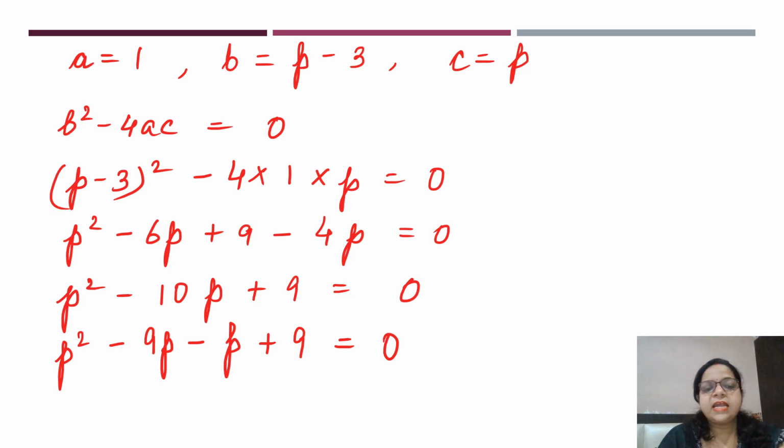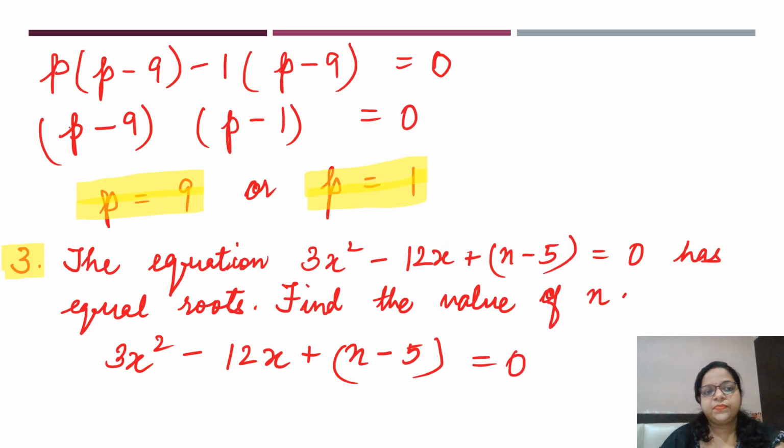p square minus 9p minus p plus 9 is equal to 0, because we factorize the left hand side. Okay, children. Therefore, p into (p minus 9) minus 1 into (p minus 9) is equal to 0. Therefore, (p minus 9) into (p minus 1) is equal to 0. Therefore, the value of p is either 9 or 1.